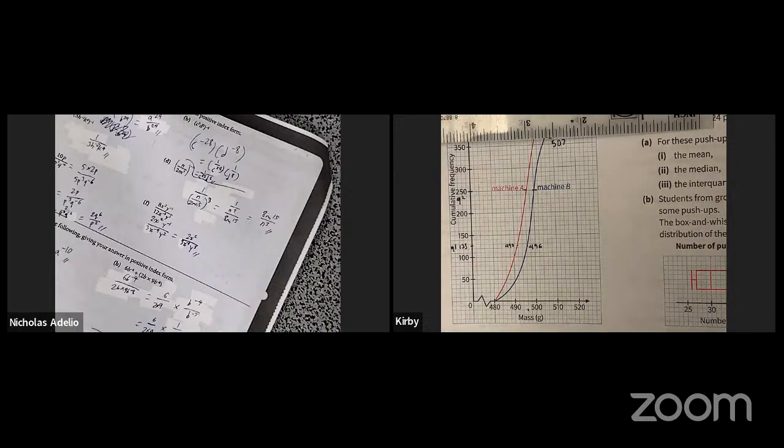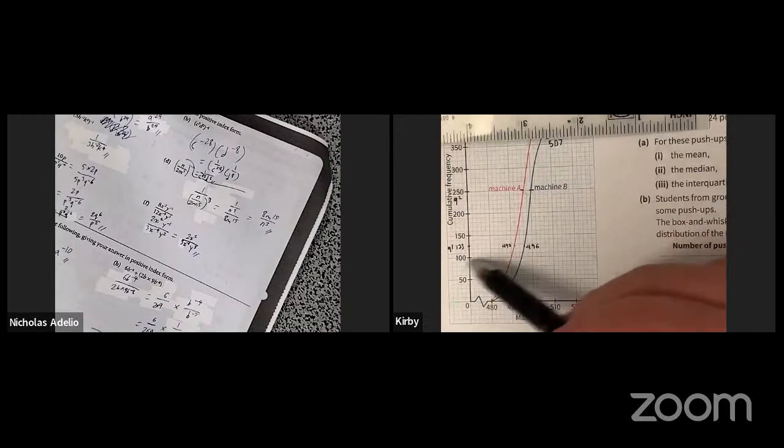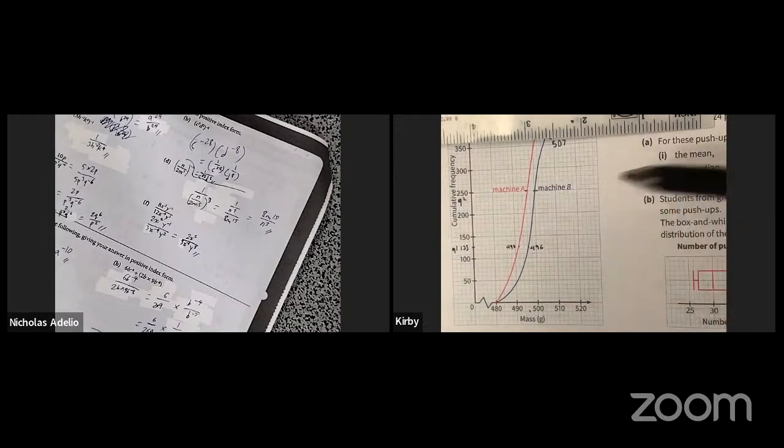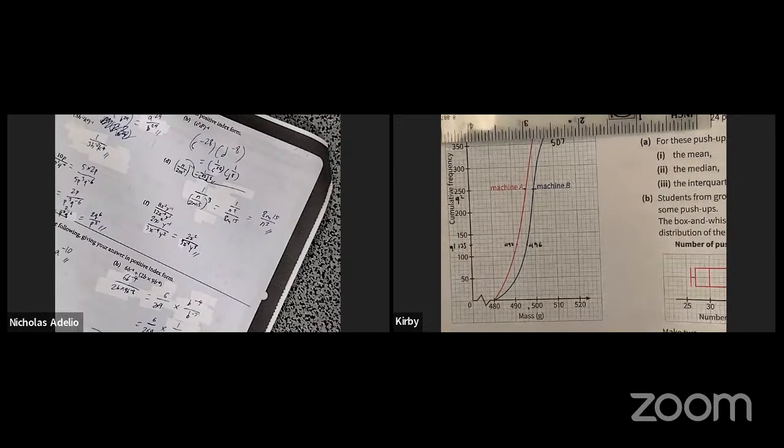The Q2 of machine A is 400 something. The Q2 of machine B is 500, I believe. It looks like a 500 to me. Or 501, I don't know. So obviously, from that point of view, the second best thing called median, machine B is more likely. Even though mean is the best thing. I hope that makes some sense.